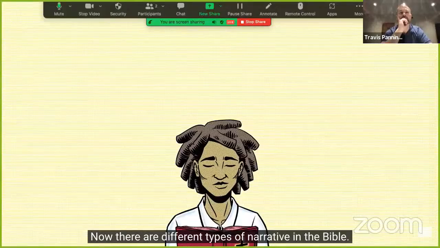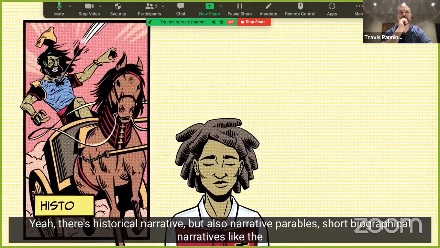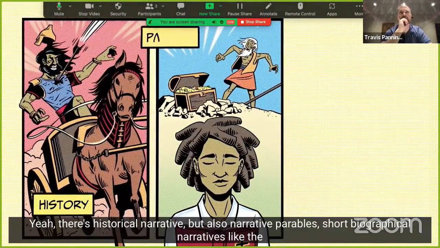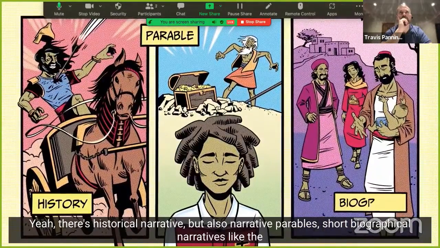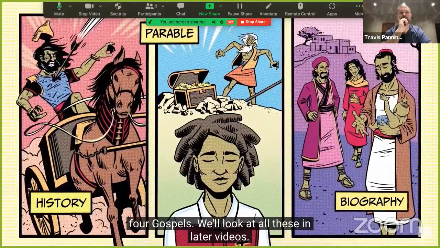Now, there are different types of narrative in the Bible. Yeah, there's historical narrative, but also narrative parables, short biographical narratives like the four Gospels. We'll look at all these in later videos.